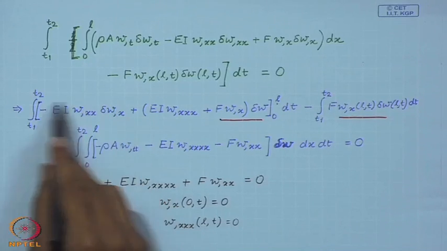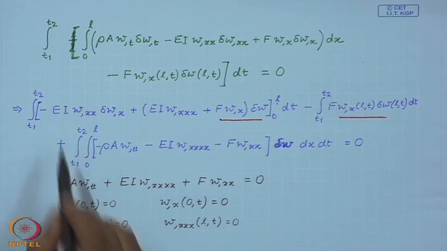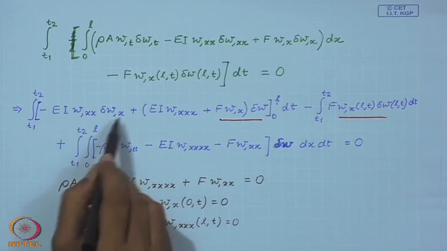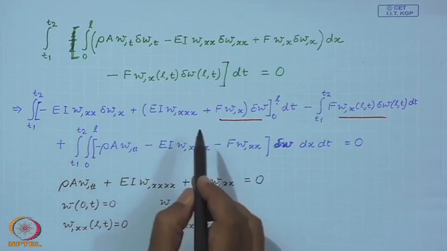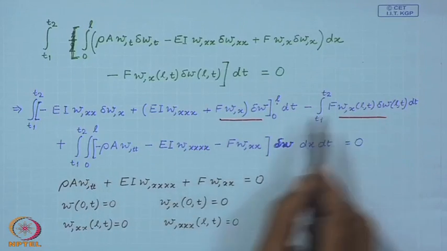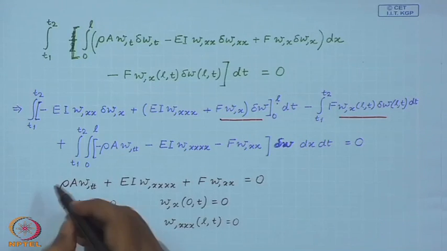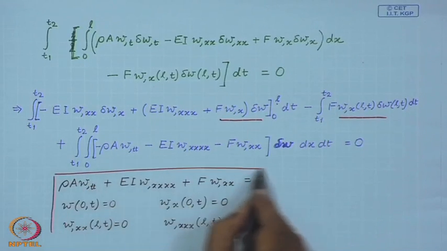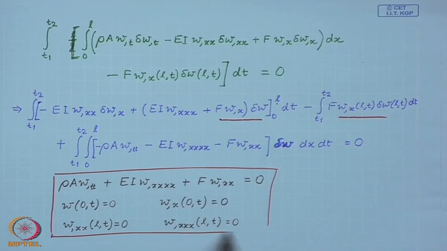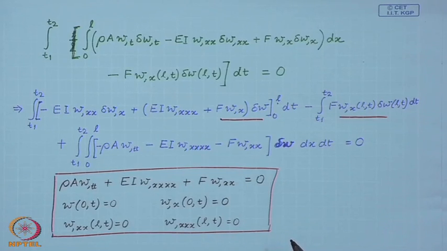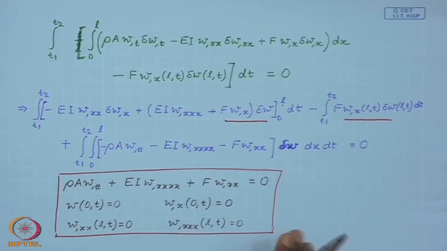comes from here, which is the bending moment. So, one term at x equal to L comes from here, the other term comes from here. This term gets cancelled at x equal to L. So, this is the equation of motion and the boundary conditions for the cantilever beam with a follower force F.